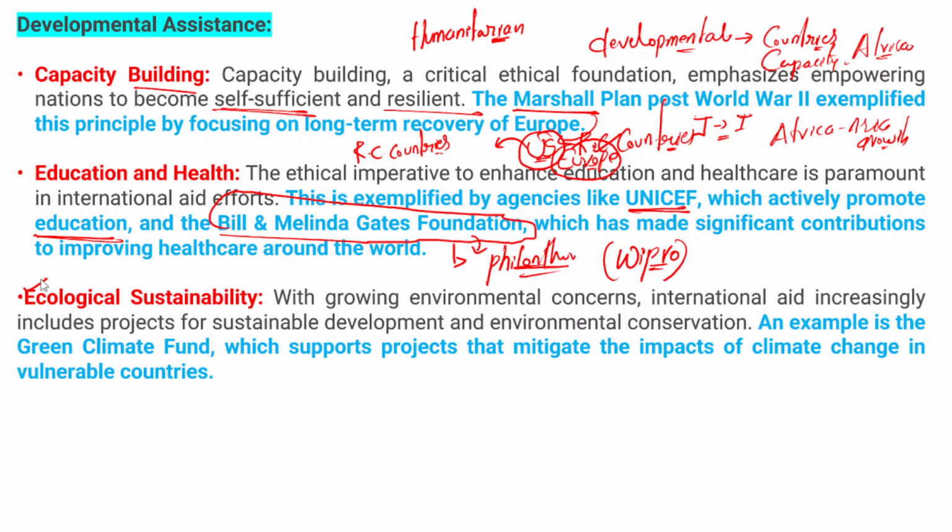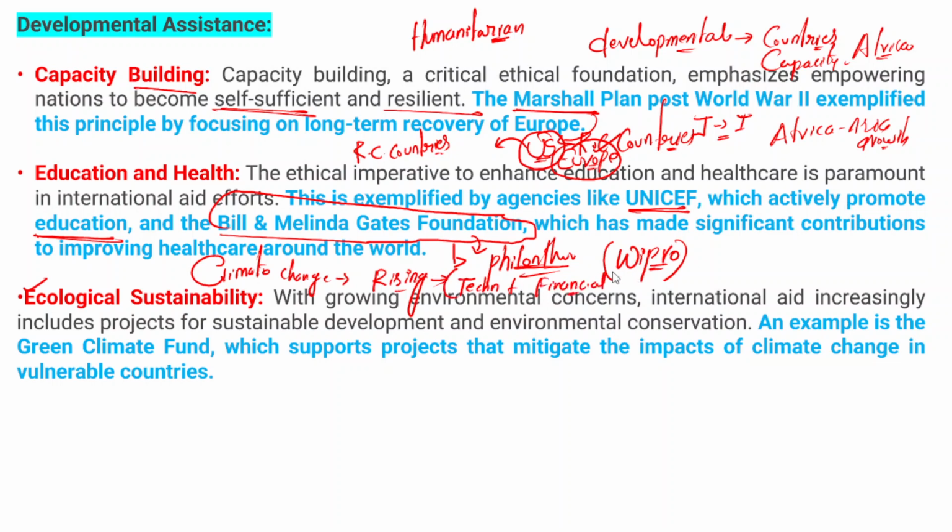And the international aid is also envisioned for ecological sustainability. See, because of growing concerns for climate change, rising sea levels, there is a huge need for developed countries and also developing countries to rapidly make a transition towards the renewable fuels. So in order to make the transition towards renewable fuels, they require technological assistance as well as financial assistance.